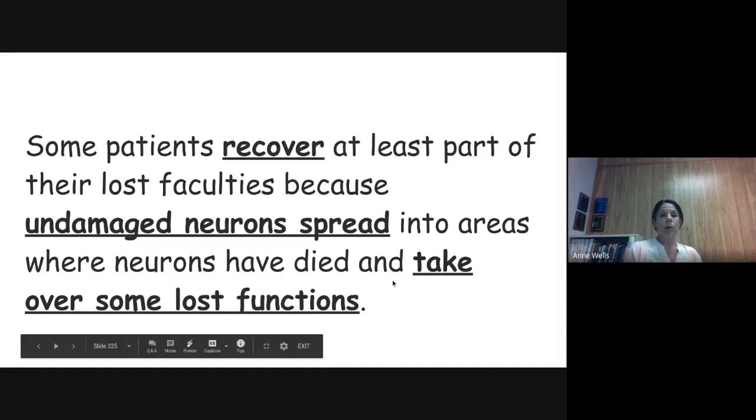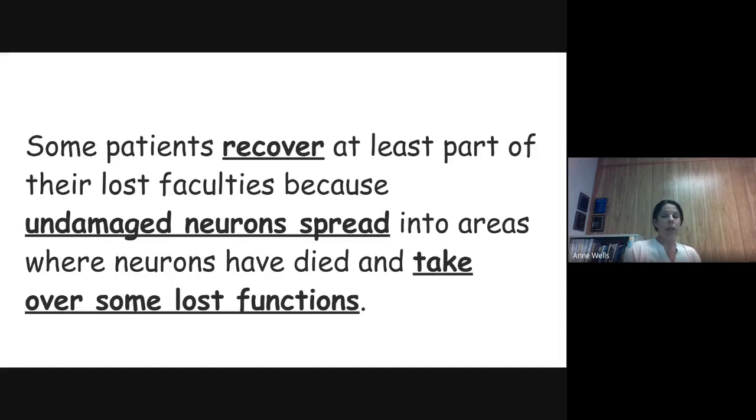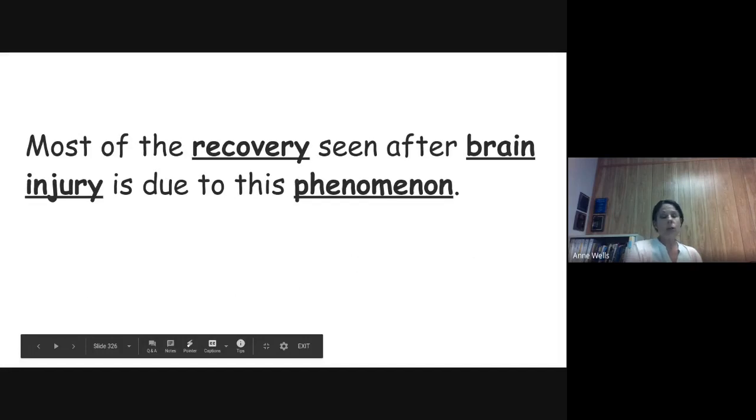Some patients recover at least part of their lost faculties because undamaged neurons spread into areas where the neurons have died and take over some lost functions. Most of the recovery seen after brain injury is due to this phenomenon.